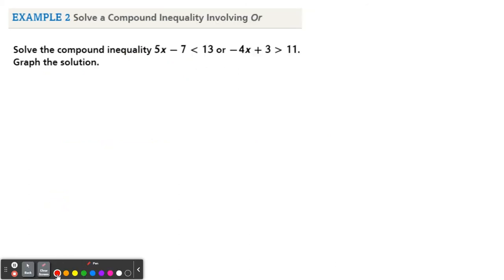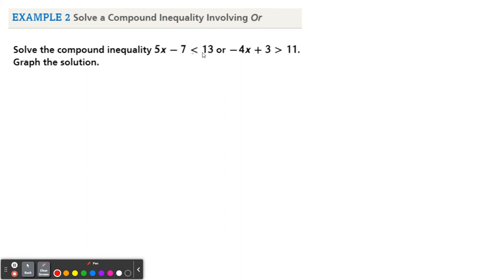So it says, example 2, solve a compound inequality involving or. Solve the compound inequality 5x minus 7 is less than 13, or -4x plus 3 is greater than 11, and graph the solution. So this is pretty simple. All you do is you take these two inequalities and you solve them individually. So let's take the first one.